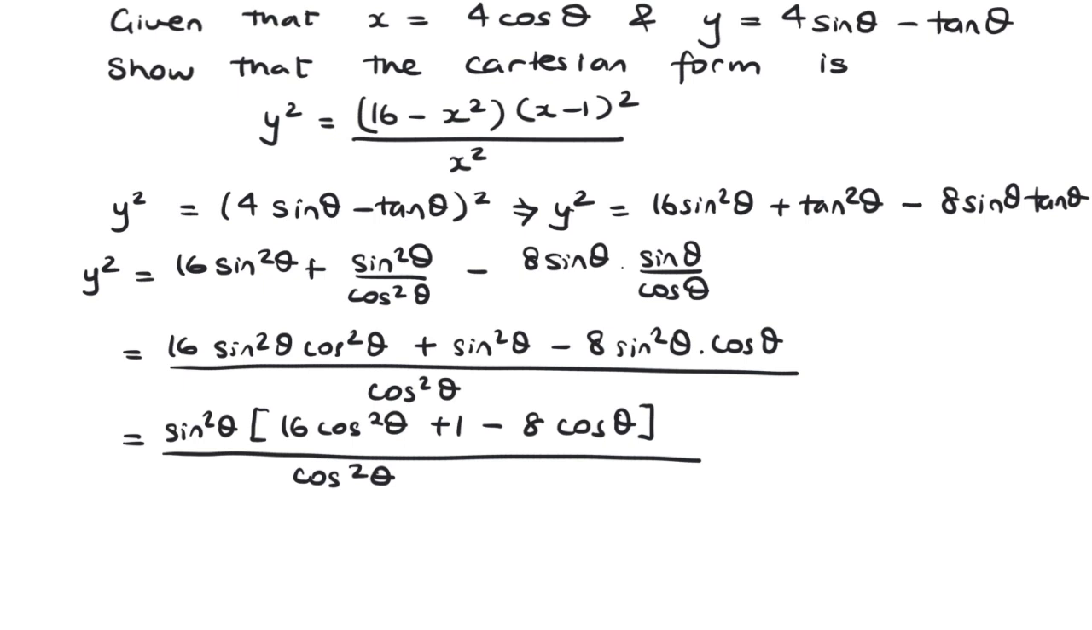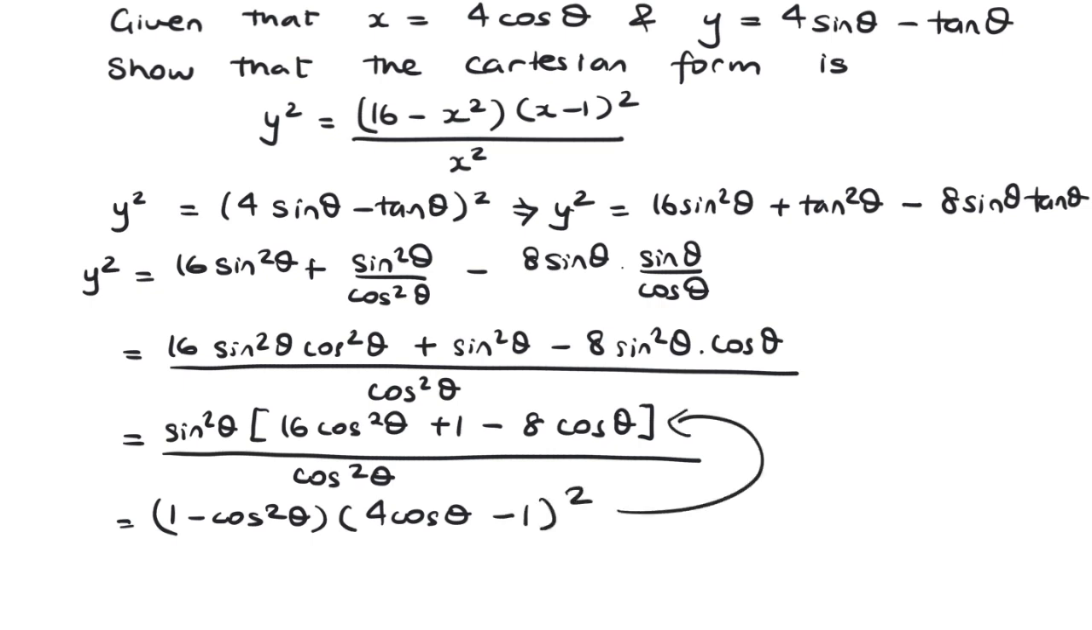I can see that sine squared theta can be written as 1 minus cos squared theta. And secondly, I can really simplify this square bracket by understanding how quadratics work. I've got 16 cos squared theta, so that will be 4 cos theta squared. And then I've got the 1. Because there's a negative term over here, I must have a negative 1, and this is an expansion of a squared function, a double bracket. So this is what it simplifies to.